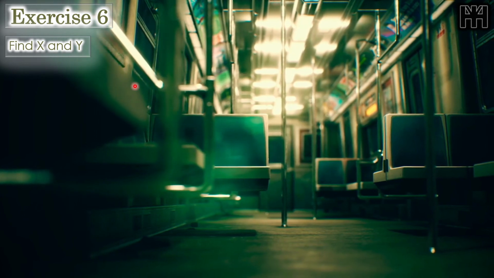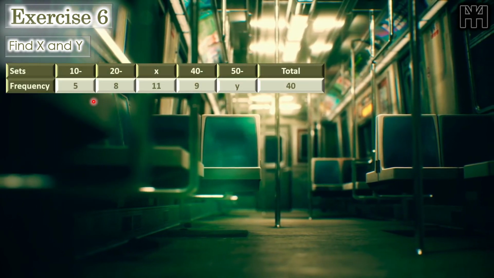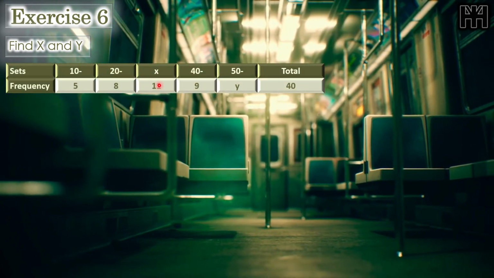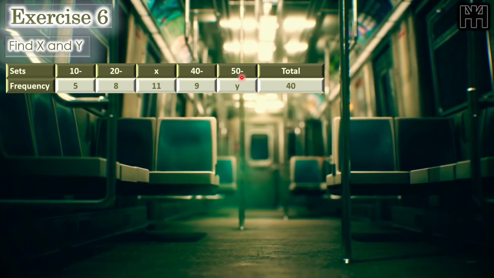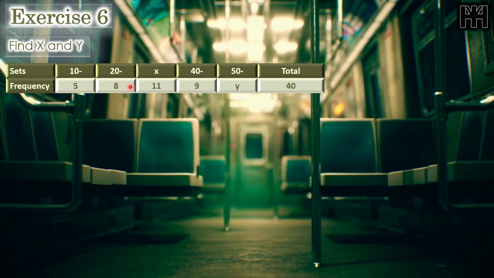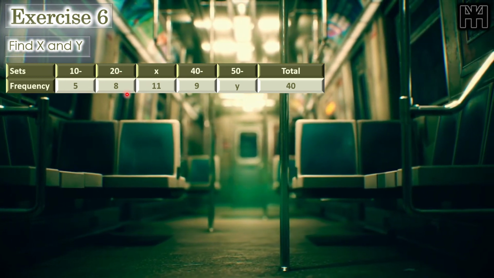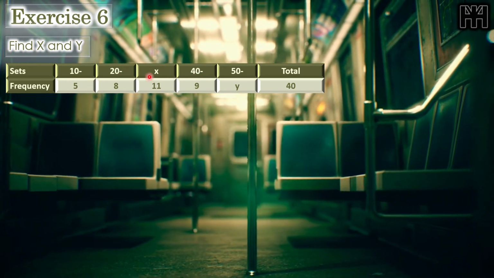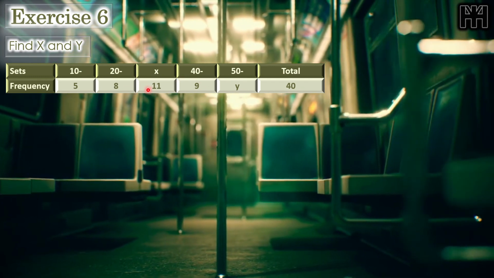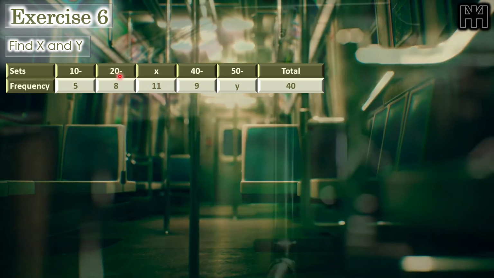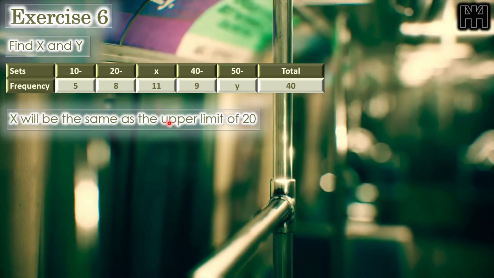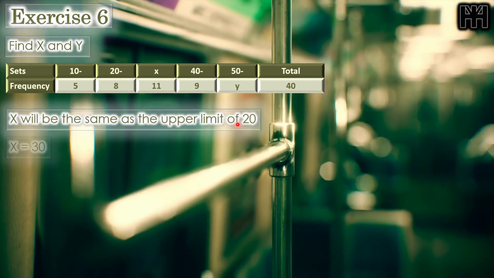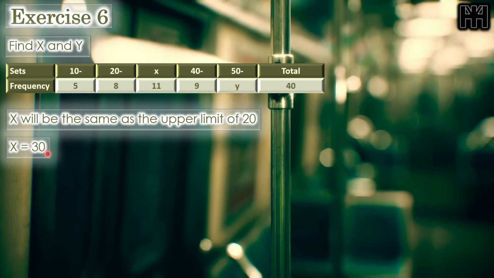Exercise 6. Find x and y. Let's see, here we have x is 11 and y belongs to the set 50. Here we have 10, 20, then 40, then x, then 40, then 50. Let's see here. It most likely will be the upper limit of 20. So x will be the same as the upper limit of 20. So x will be equal to 30.